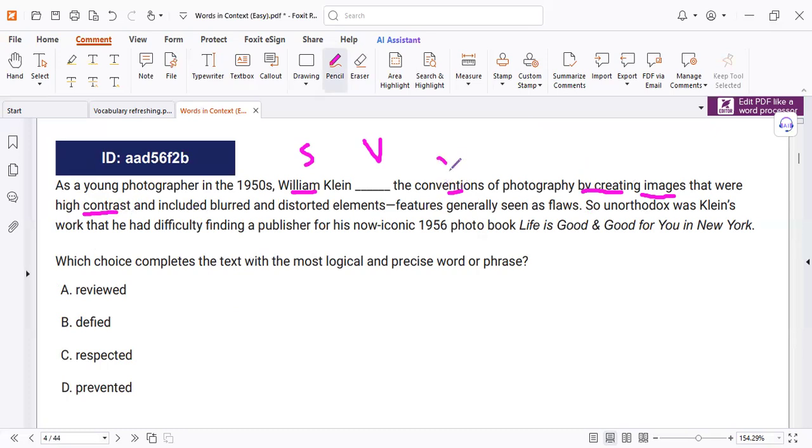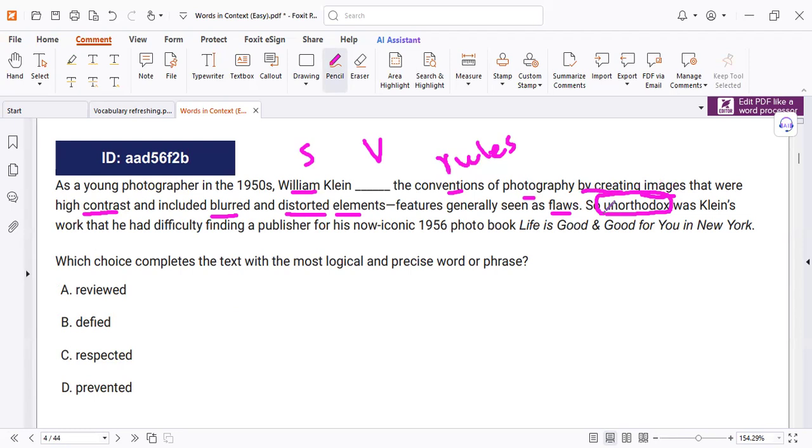But what did he do with the rules of photography? He broke the rules of photography because he used something in high contrast. Something has distorted elements, blurred elements. For example, features generally seen as flaws. So that means he did not follow the rules. Look, he was unorthodox. Orthodox, he breaks the rules of photography.